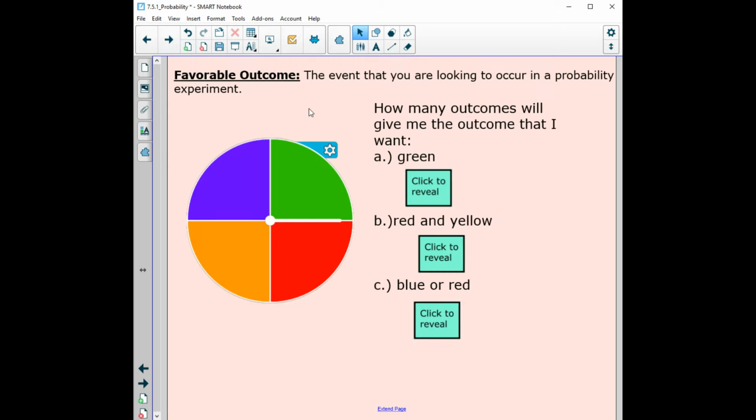Favorable outcome. A favorable outcome is the event that you are looking to occur in a probability experiment. So for example, how many outcomes will give me the outcome that I want? If I want an outcome of green, how many could I get? 1. Red and yellow. Can I get red and yellow together? No, 0. Blue or red. That's landing on blue or red. 2.